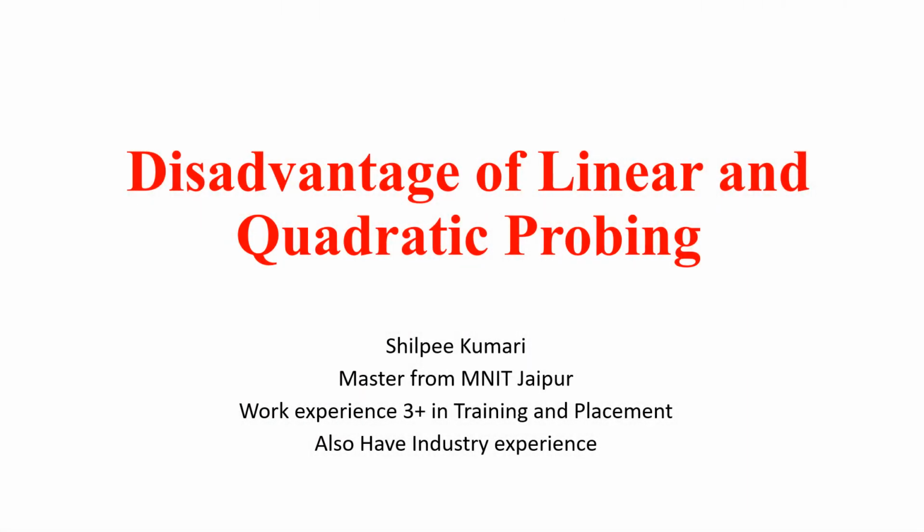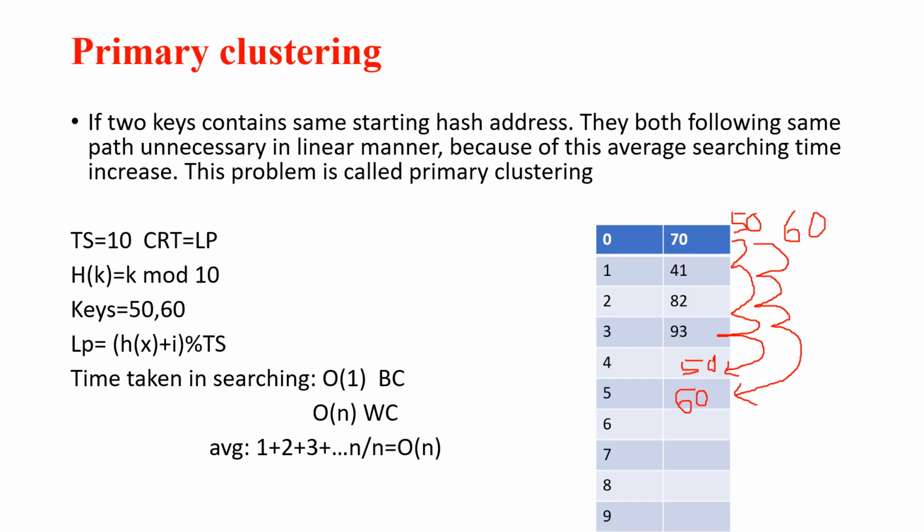Today I am going to explain the disadvantages of linear probing as well as quadratic probing, and also I will explain how to resolve them, so please watch the complete video. So the first one is primary clustering. This is the problem of linear probing.